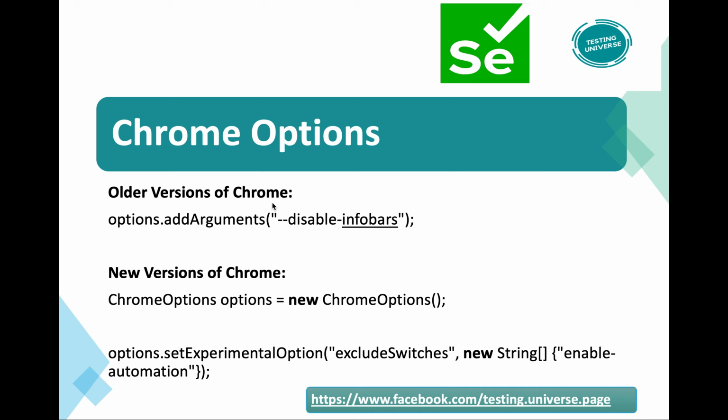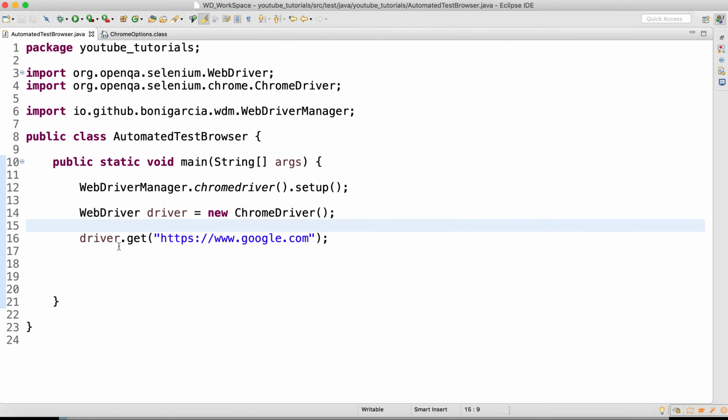In older versions of Chrome browser, we used to create Chrome options and then pass this particular argument, disable info bars: options.addArguments disable-infobars. But in newer versions of Chrome, this is deprecated, and we need to make use of different lines. Let's see that first. Let me first create a Chrome options object, pass disable info bars, and see whether it works or not.